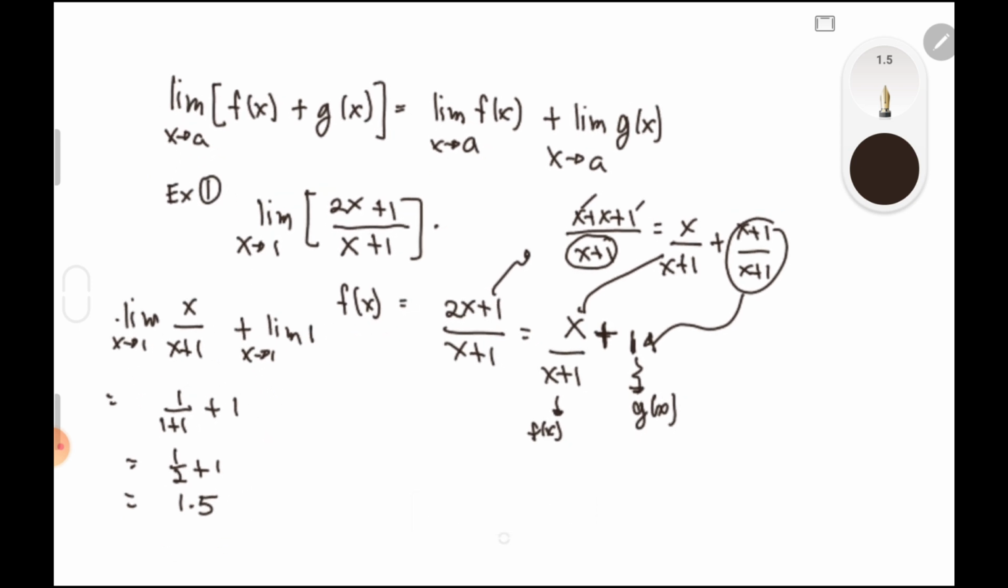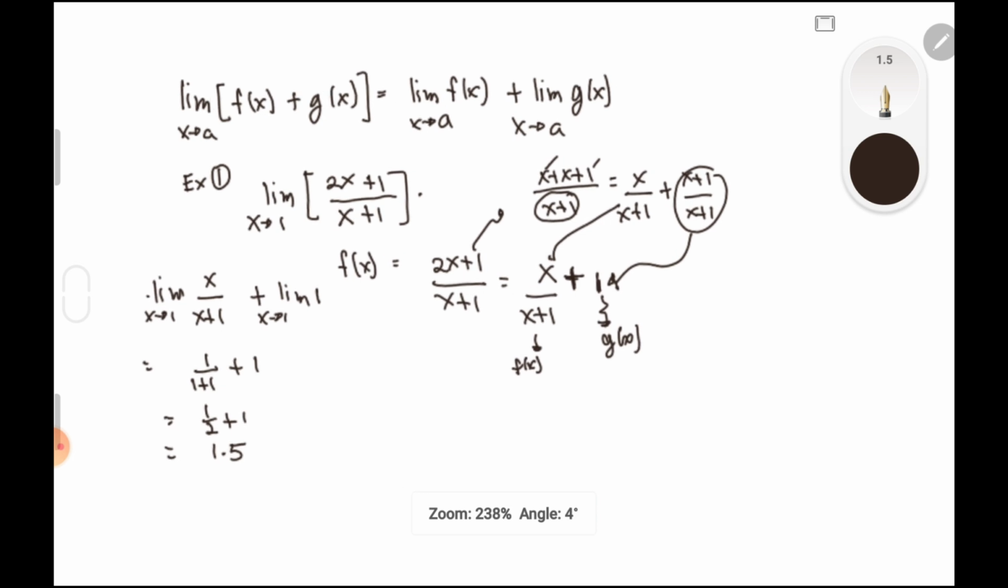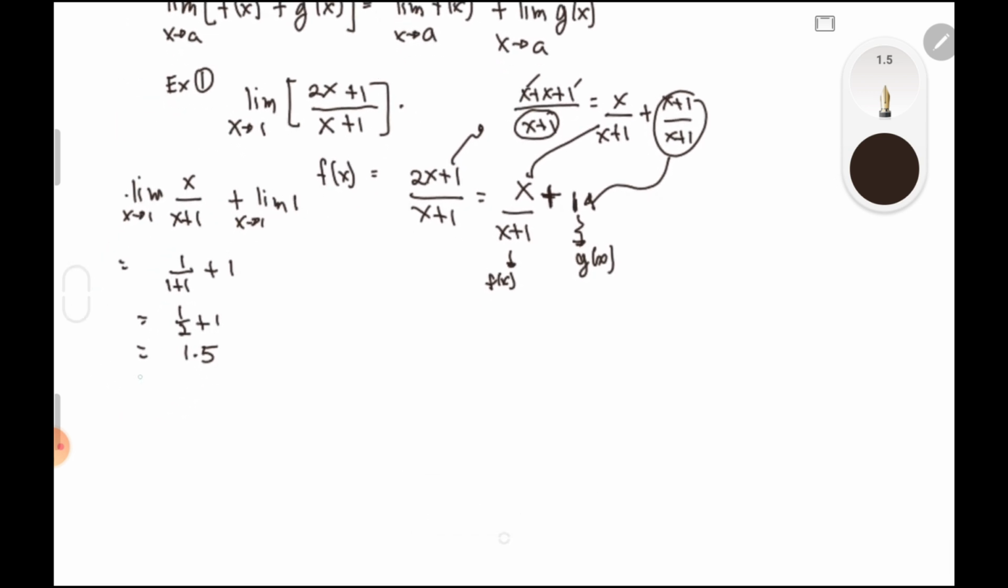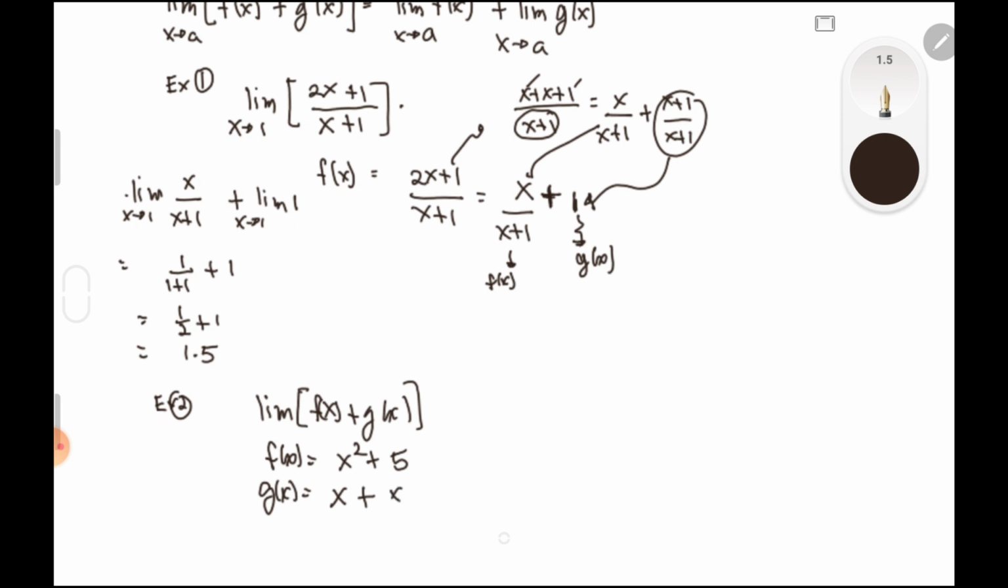So example 2 is that we have two functions that can be seen in our limit. So let's say the limit of f of x plus g of x, wherein our f of x is equal to x squared plus 5 and our g of x is equal to x plus x cubed.